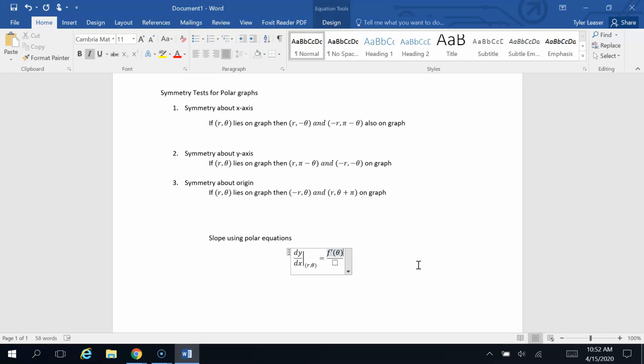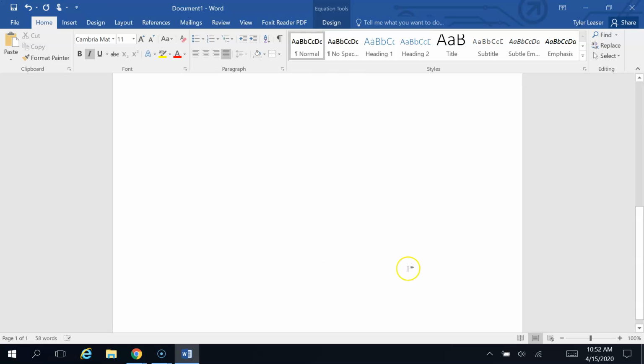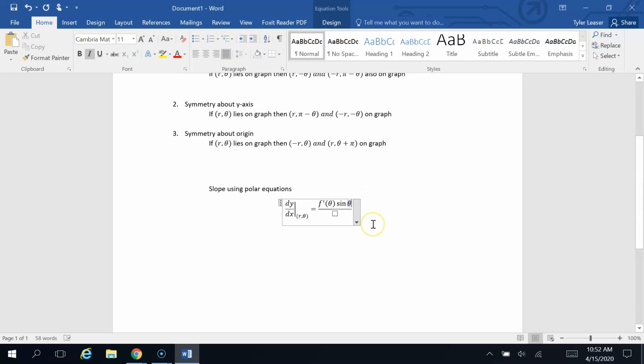So it's going to be f prime of theta sine theta, plus f of theta cosine theta, all divided by f prime of theta cosine theta minus f of theta sine theta. So yeah, I know this equation is pretty awful, but it's very simple.